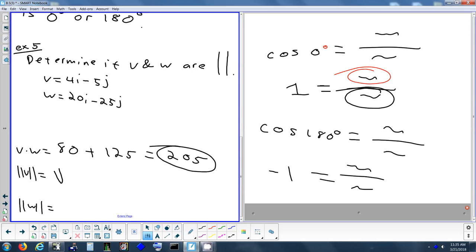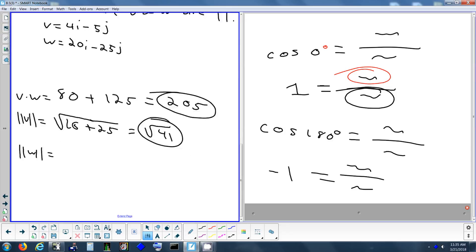Okay. Length of V. 16 plus 25. What's 16 plus 25? 41, square root of 41. So there's the length of V. Last thing I need to figure out if these are parallel is the length of W. 20 squared is 400. Negative 25 squared, 625. What's 400 plus 625?